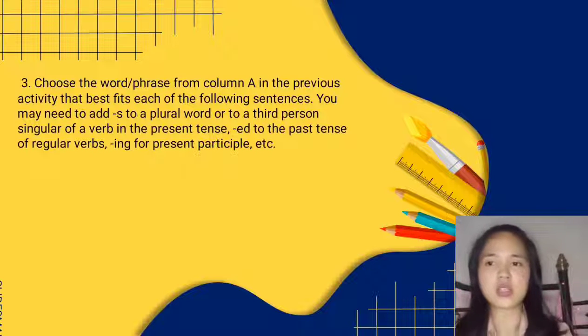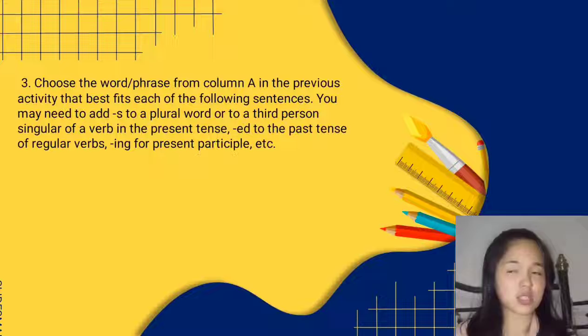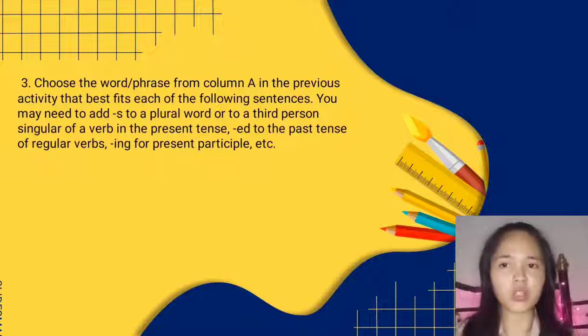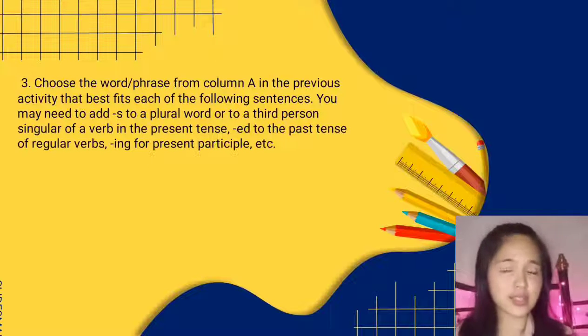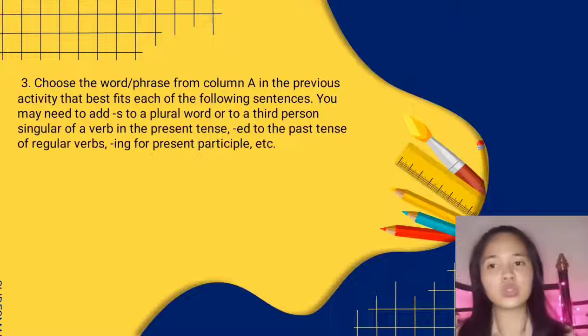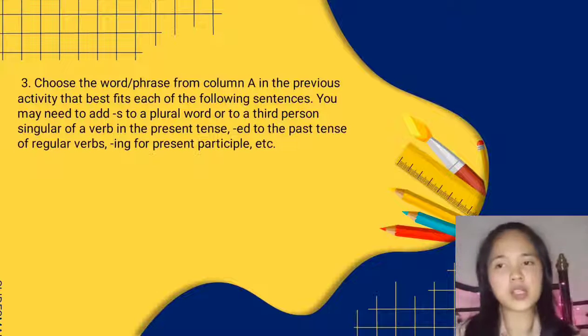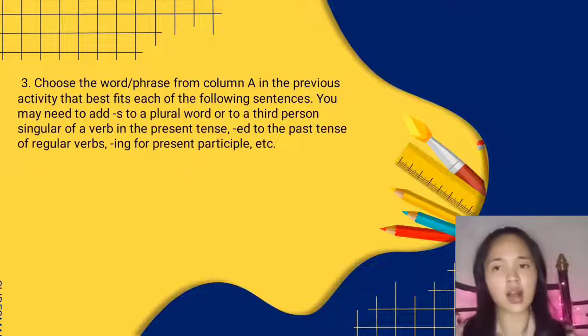And then the last tip, the third, is to choose the word or phrase from column A in the previous activity that best fits each of the following sentences. So you may need to add s to a plural word or to a third person singular verb in the present tense, ed to the past tense of regular verbs, ing for present participle, and so on. In this activity, students practice using the words they already understand the meaning of.